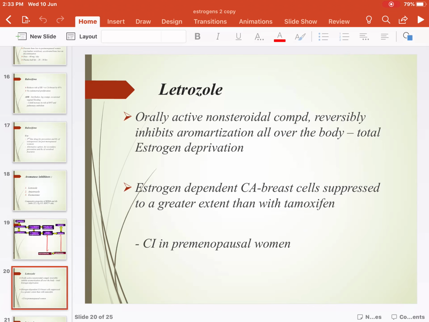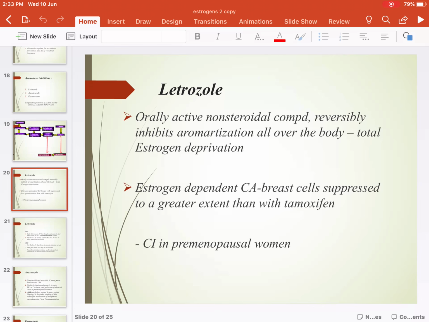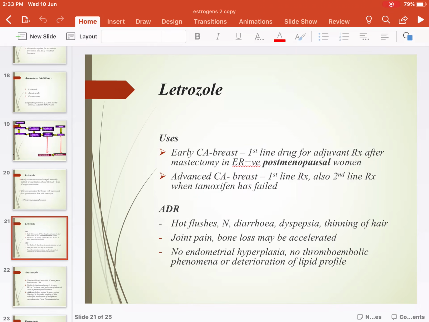So where can it be used? Estrogen dependent carcinoma breast. This is the most common drug which is used. Tamoxifen is the second drug of choice. This drug is not used in premenopausal women, it's used in postmenopausal women. For premenopausal women, tamoxifen citrate is used. Where do we use it? In early carcinoma breast in postmenopausal women as an adjunct along with the surgery, mastectomy, or in advanced carcinoma as a first and second line where tamoxifen has failed.